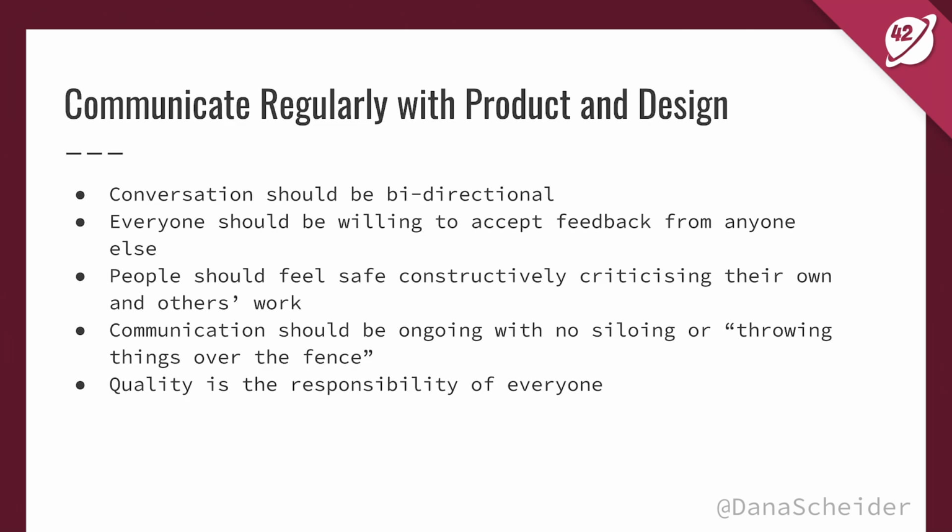People need to feel safe constructively criticizing their own and others' work. So if a developer looks at a design and thinks, hell no, if I was a user, this would not work for me, they need to hopefully tactfully give that feedback to the designer and say, I think it would be better UX if users had the ability to do this, that, and the other thing. Again, like with QA itself, there should be ongoing communication between product and design with no siloing, no throwing things over the fence. There's not a point where design is done and development begins. Quality is the responsibility of everyone.